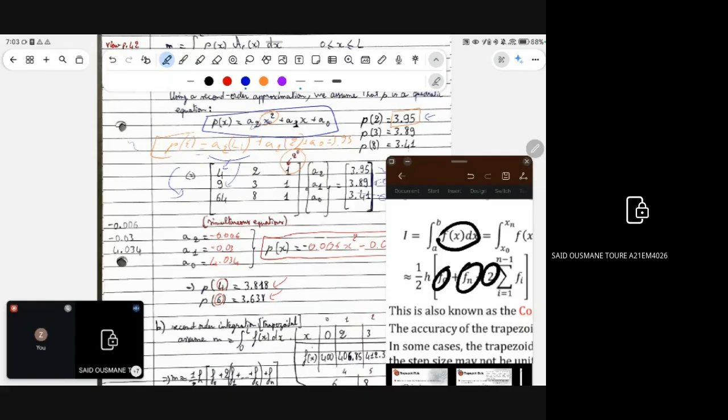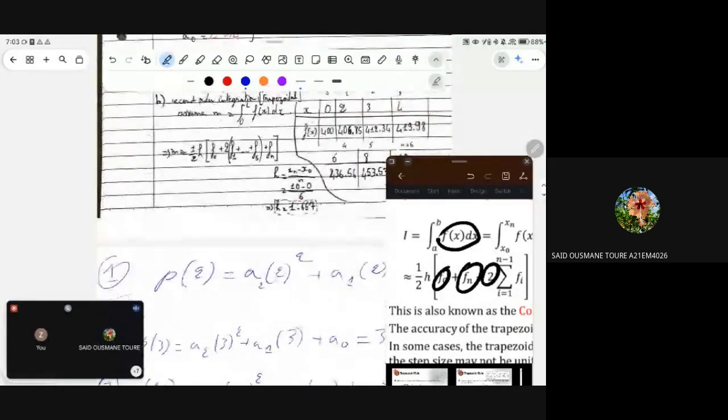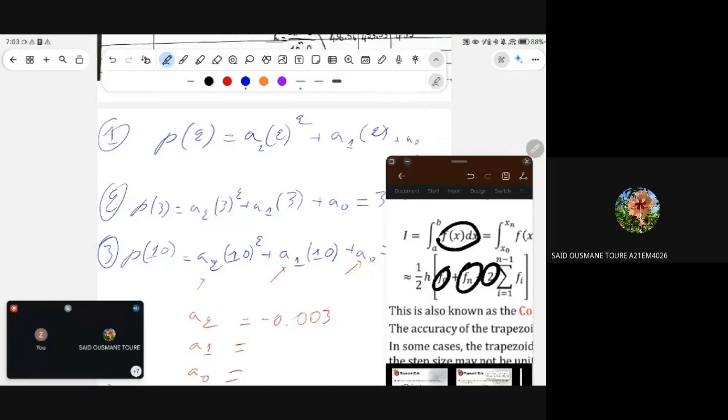So automatically, it means that you need to put a quadratic equation. If they ask for third order, automatically a third order equation: a3x cubed plus a2x squared plus a1x plus a0. So it's always this way. Just make sure you know what your function ends up looking like, and from there you determine how many unknowns you need to find, and how many x and f of x you will take.